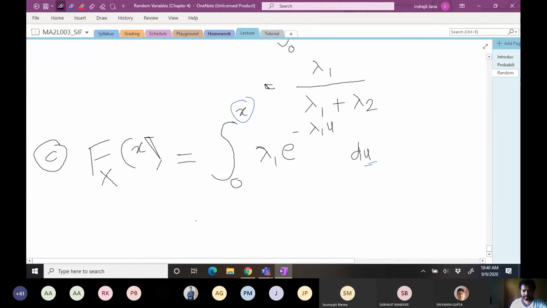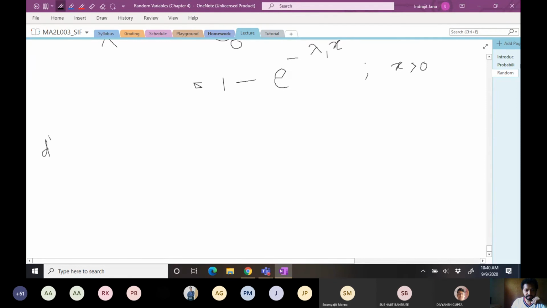Once you finish this integration, this is again a very trivial integration. It's going to be 1 minus e to the power negative lambda 1 x, for any positive x. Similarly, you can do the other part, it's the same thing for y.